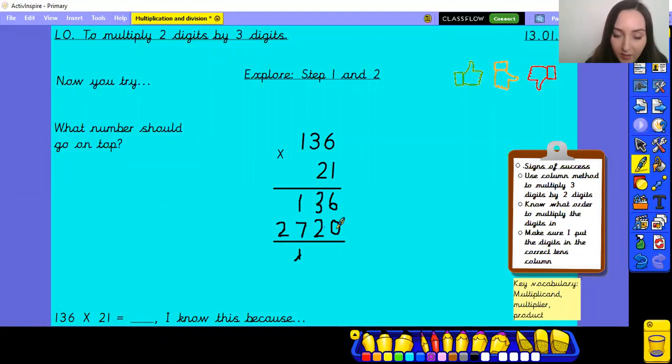Okay, now we're going to add our two numbers. So 6 add 0 is 6. 3 add 2 is 5. 1 add 7 is 8.